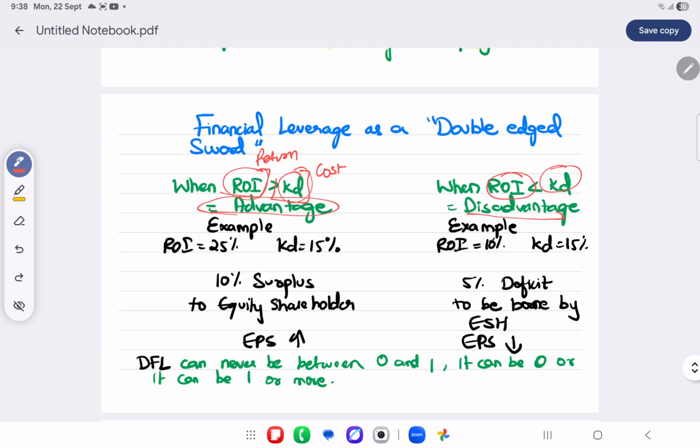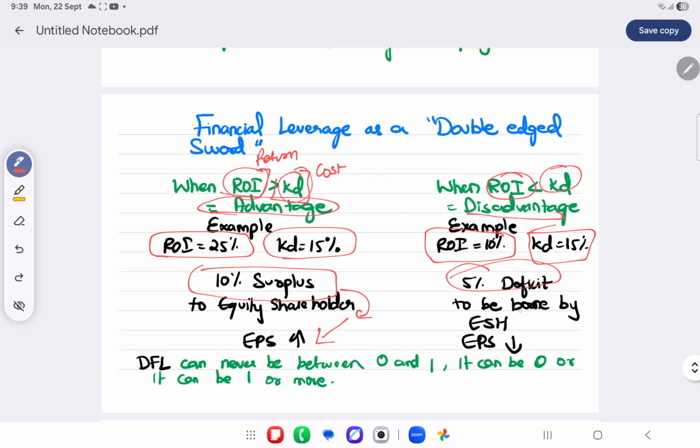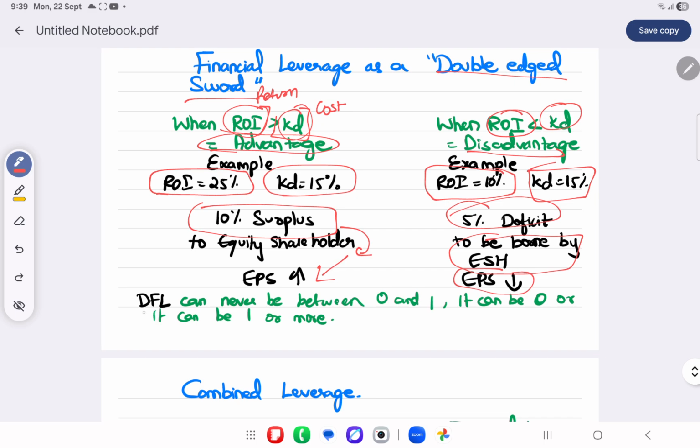For example, if the return on investment is 25% and cost of debt is 15%, the surplus 10% will be enjoyed by the equity shareholders, which will boost our EPS. But if the return on investment is 10% and cost of debt is 15%, the 5% deficit will be borne by the equity shareholders and will reduce our EPS. So that is why financial leverage is also called a double-edged sword. Like operating leverage, financial leverage can never be between 0 and 1. It can be 0 or less or 1 or more.